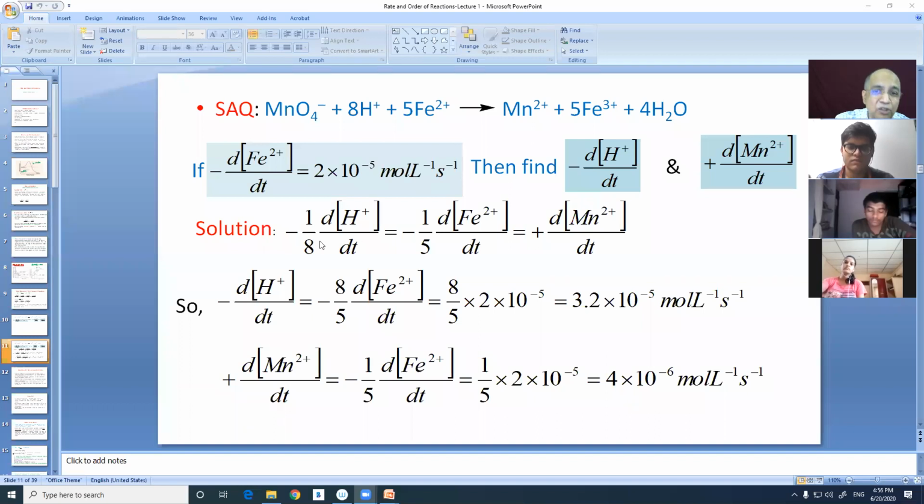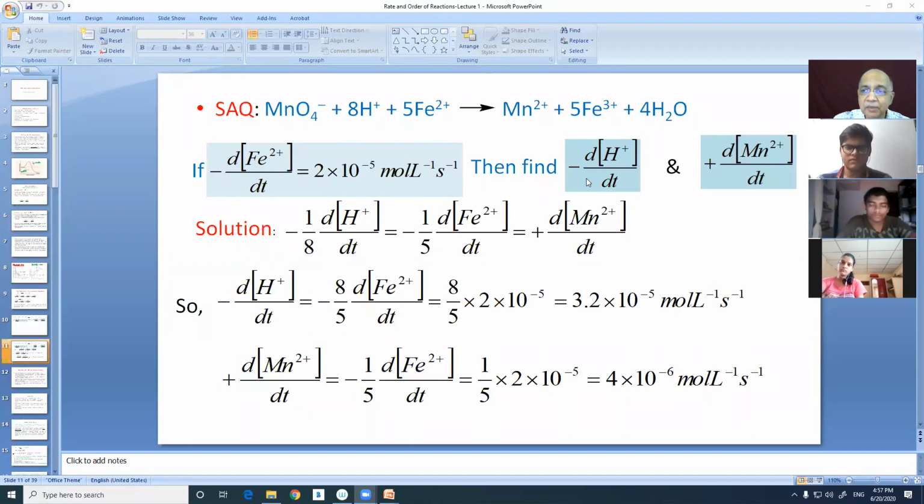of a reactant. So minus 1 by 8 dH plus by dt is equal to minus 1 by 5, because the coefficient of ferrous is 5, into dFe2 plus by dt, is equal to plus the coefficient of manganese, which is 1. So there is nothing here, dMn2 plus by dt. Once I establish this relationship, then I have to find, because dFe2 plus by dt is given, this one is given.